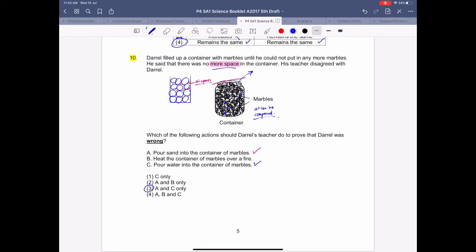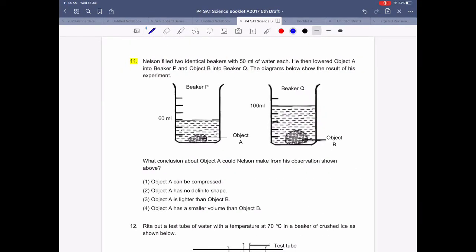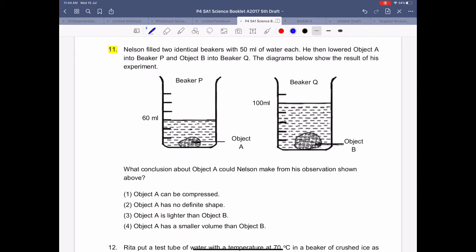Alright, good question. So moving on to question 11. Nelson filled 2 identical beakers with 50 ml of water each. Now take note, this kind of question, usually the volume is the same. He then lowered object A into beaker P and object B into beaker Q. The diagram shows the result of the experiment. What conclusion about object A could Nelson make from his observation shown above?